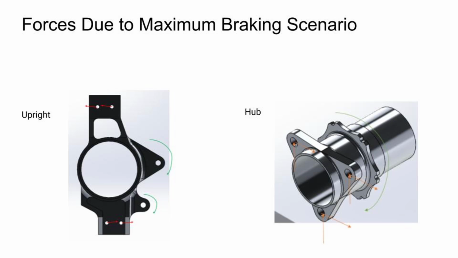In a maximum braking scenario, torque is applied on the brake caliper tabs of the upright, and reaction forces are seen in the upper and lower suspension tabs. On the hub, the torque is applied on the center section of the shaft, and reaction forces come from the lug bolt holes.